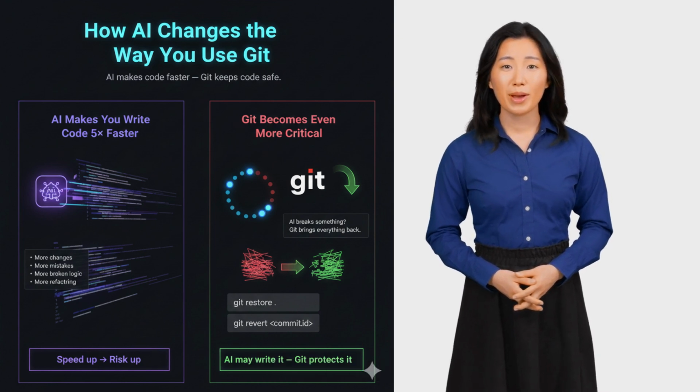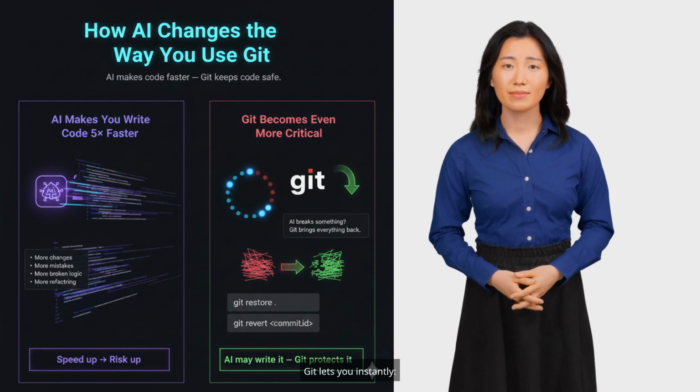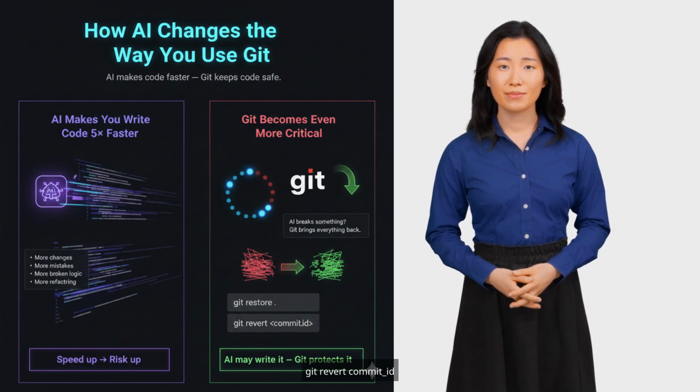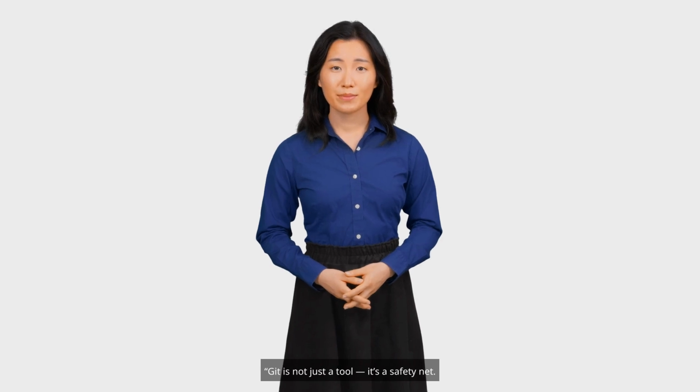Example. Copilot writes a function, breaks 3 files. Git lets you instantly run git restore . or git revert commit_id. This is why Git is never going away. Git is not just a tool, it's a safety net.